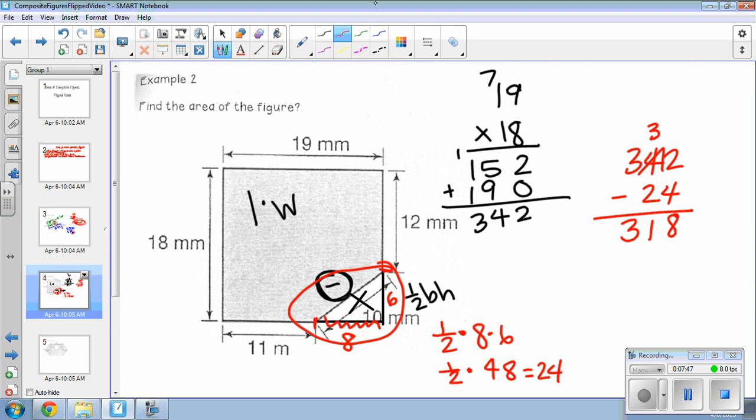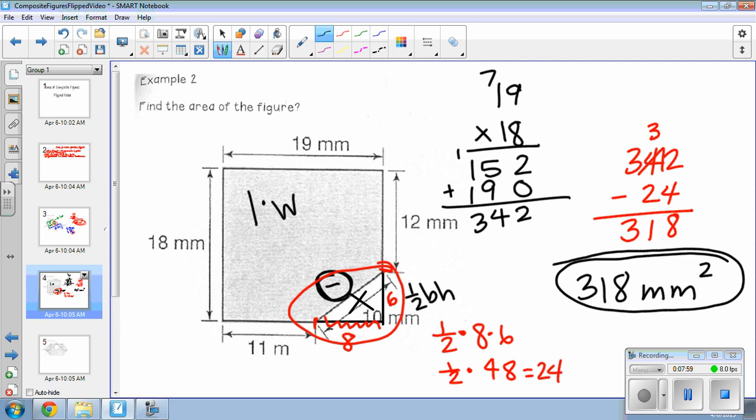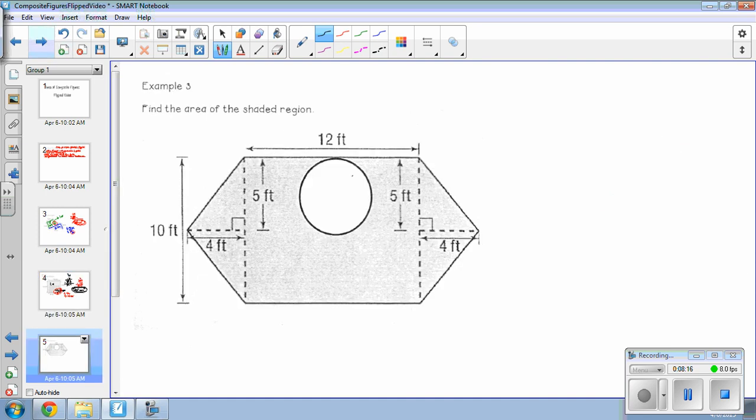And I get 318. So the dimensions here are millimeters, and then our exponent of a 2, because this is area. So this is another way that we can find composite figures. We just take the piece and make it into a shape we know, and then take out the chunk that we didn't need. So let's go to another example.